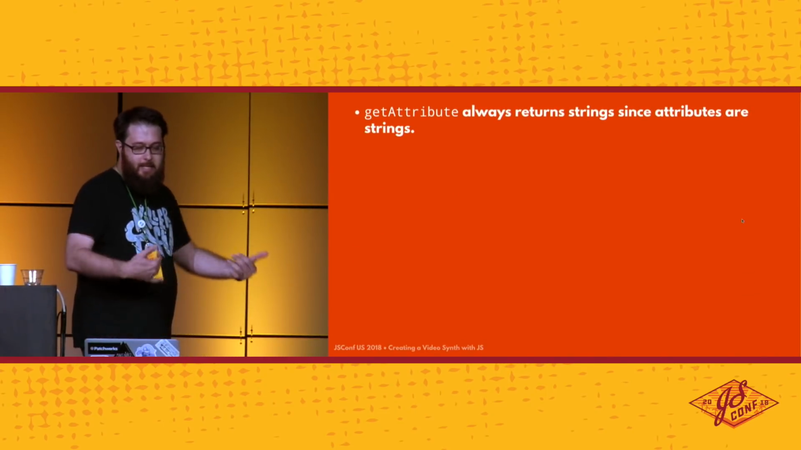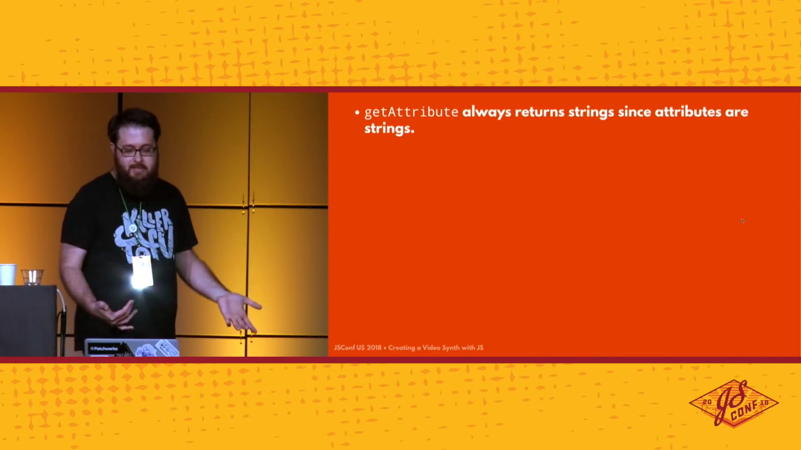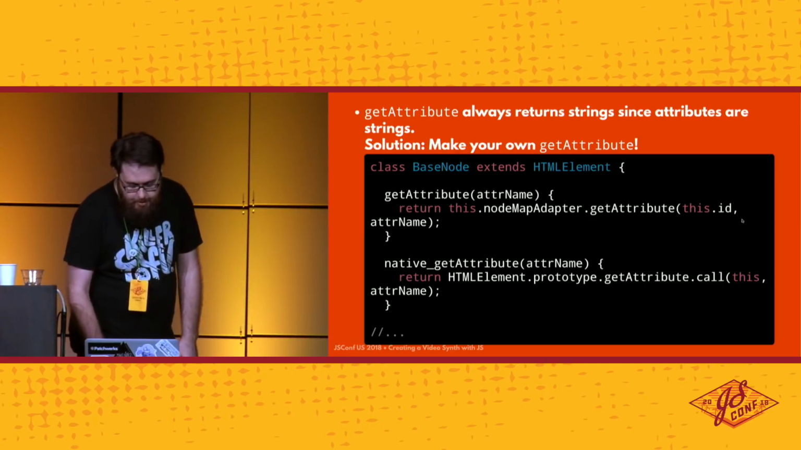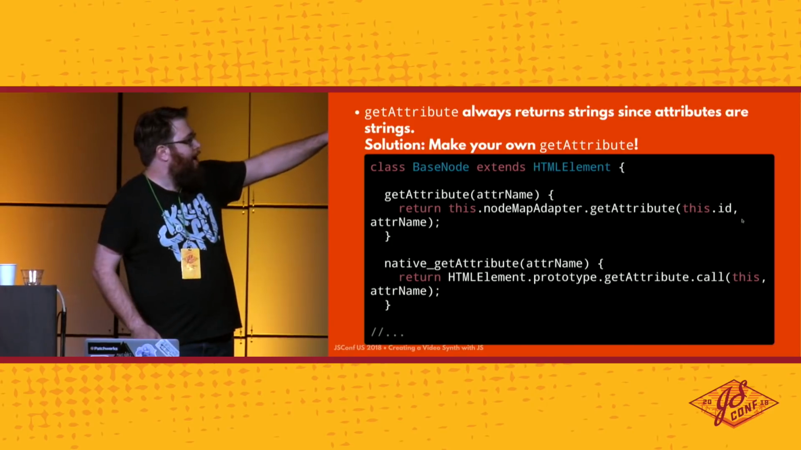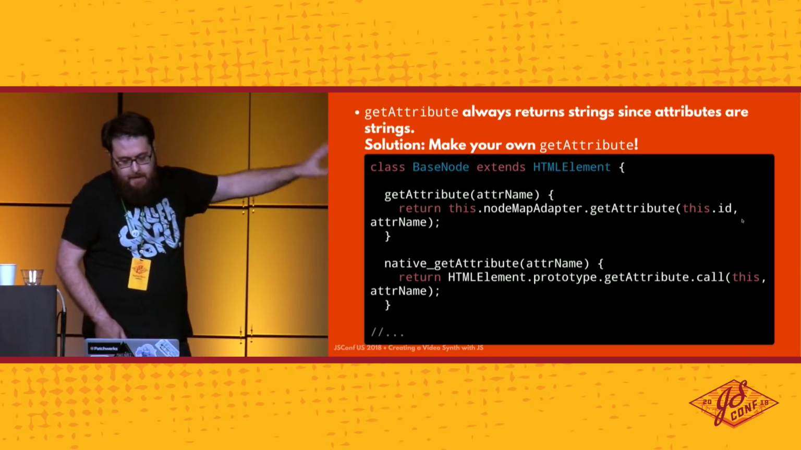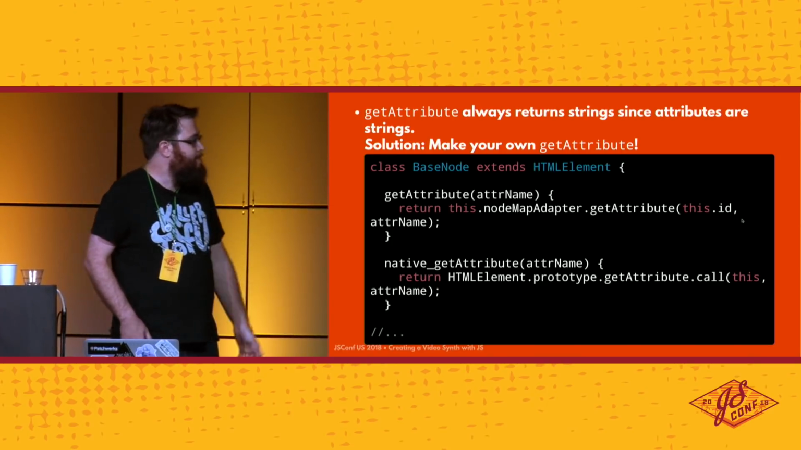Get attribute in the element always returns strings. That's just kind of how get attribute works. So I don't use it. I get around it. So I have my own get attribute function, and then I have the native one that I've overridden that you can still get to.